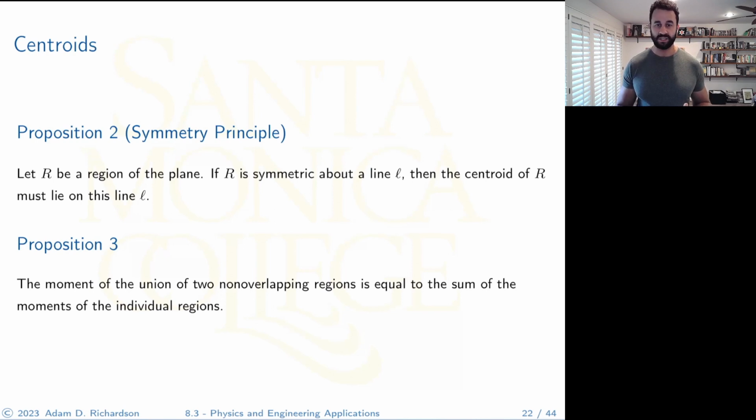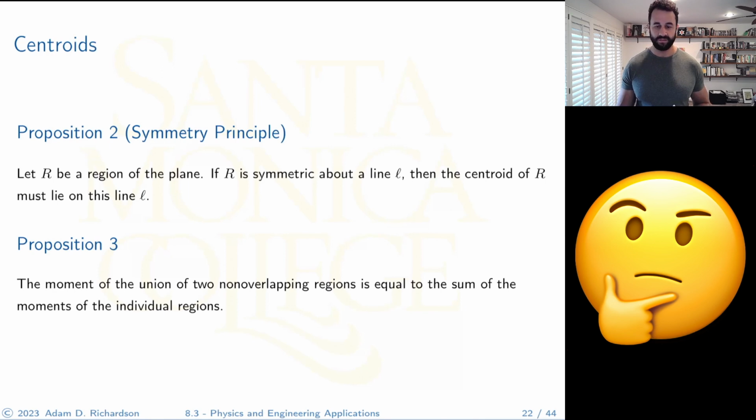Okay. Before we can develop a more general formula for more general regions, we need a couple of helpful propositions. The first one is called the symmetry principle. I'll admit that these are intuitive propositions, so you can let your intuition about physics and the real world help you believe that they could be true. Let's say you've got a region in the plane. If that region is symmetric about a line L, then the centroid of that region must lie on that line. Ponder that one for a minute, and then I'll elaborate.